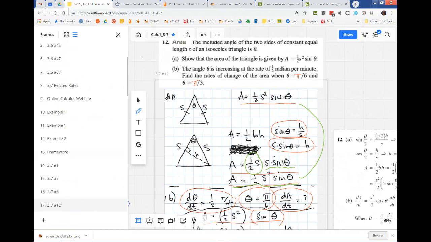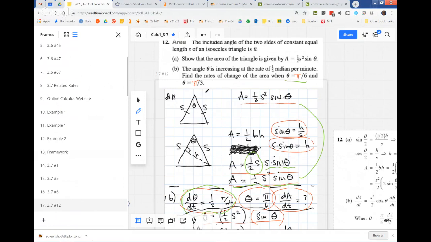All right, part B. Here's where the calculus comes in. If you look up on the top, the angle theta is increasing at a rate of 1/2 radian per minute. That's interpreted right here, in that green color I just circled. It's saying this angle is increasing, so d theta dt, over time, is 1/2 radian per minute. It says find the rates of change of the area when theta equals pi over 6.